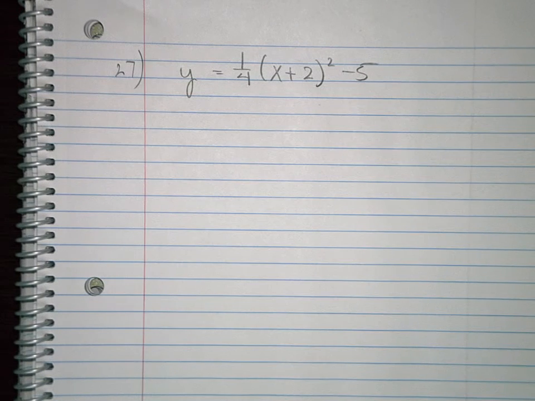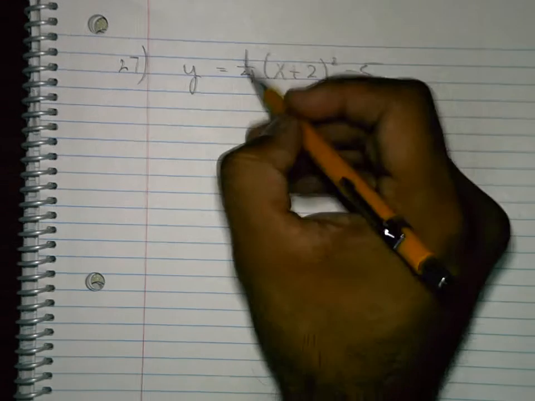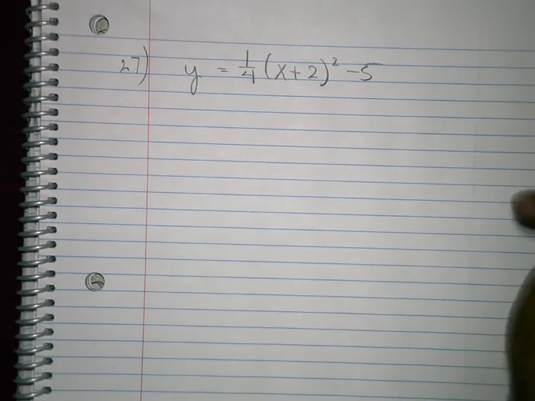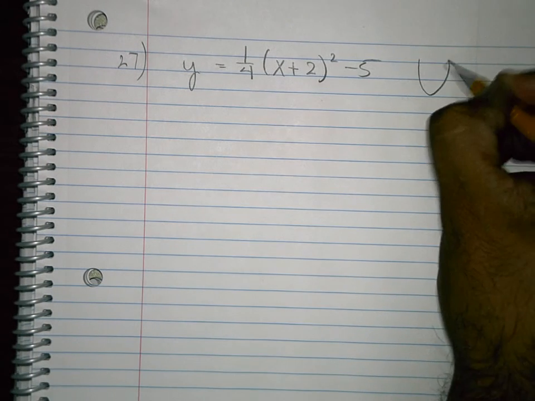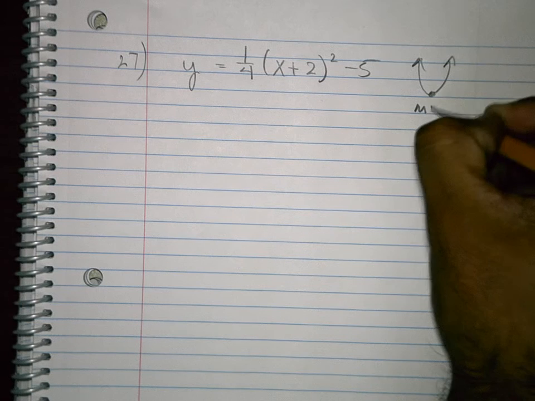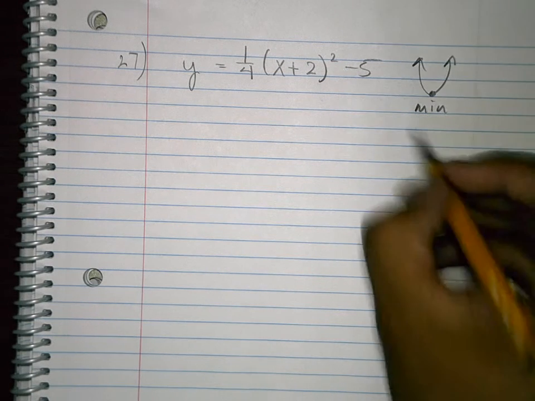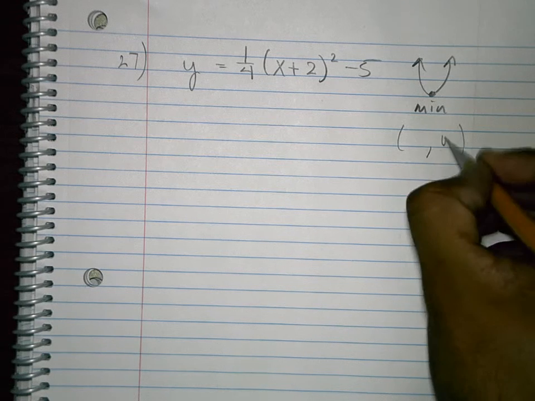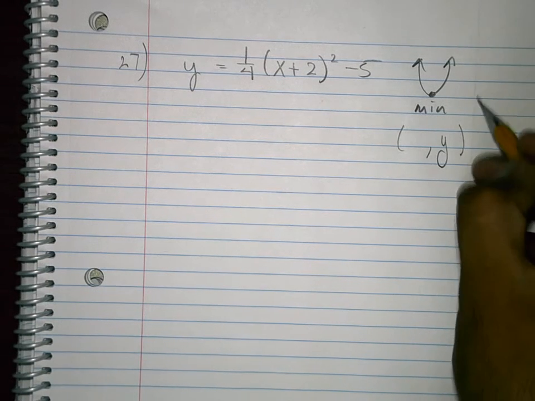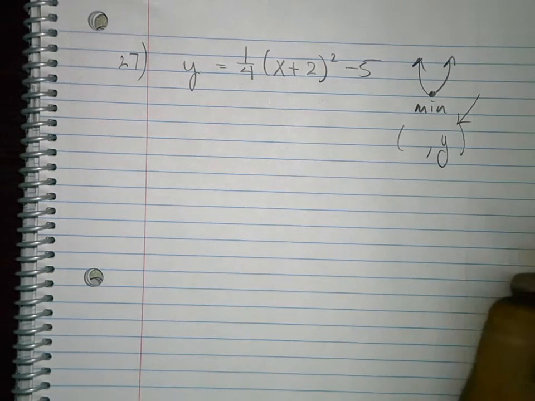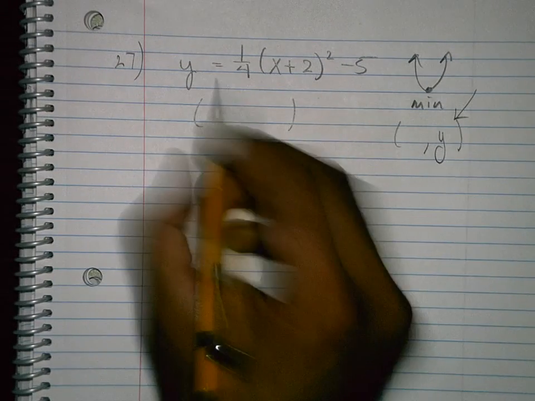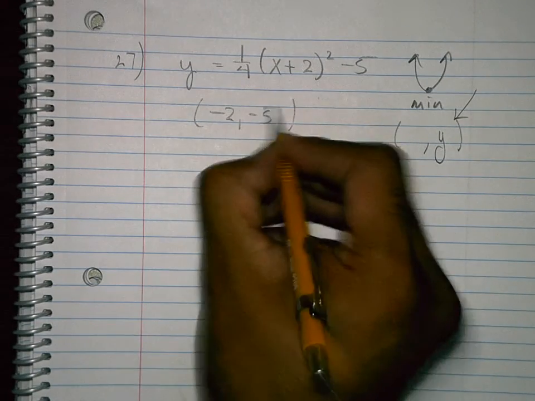Number 27 is asking us for a maximum or a minimum value. So we look at A for that to tell us if it has a max or a min. If this is positive, it opens up, so that means it has a minimum. But they also want the minimum value. Well, the minimum value is the y value of your vertex right there. That's all I got to find. The vertex for this particular question is -2, -5.